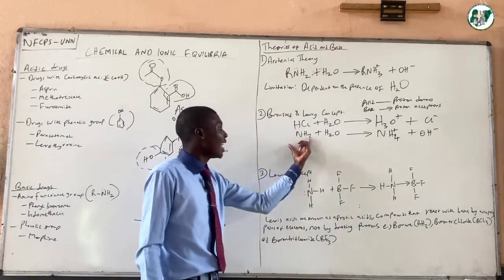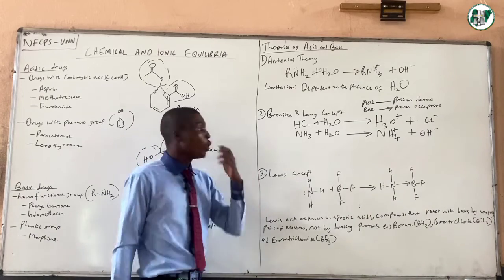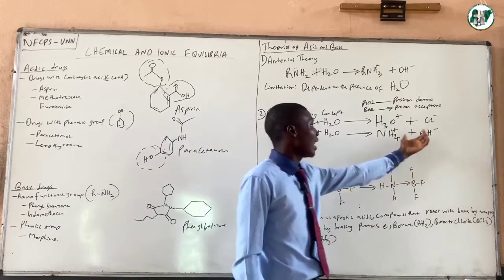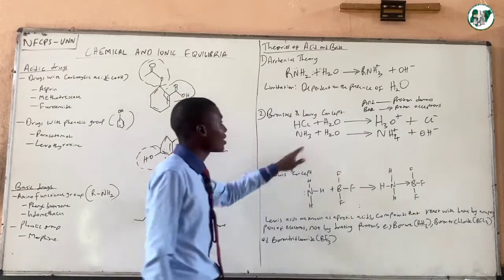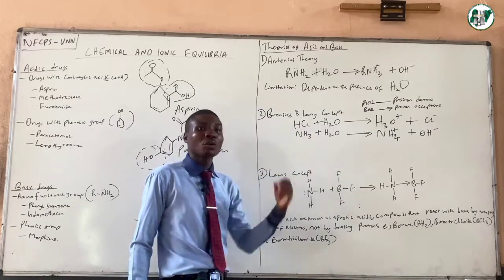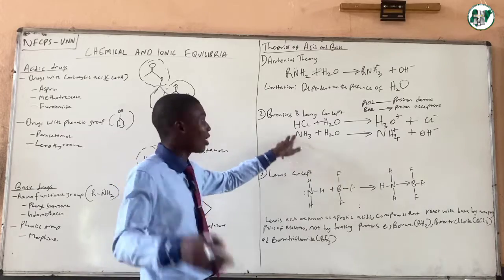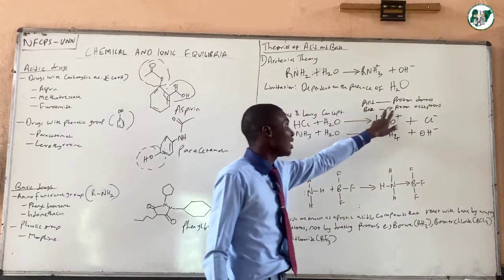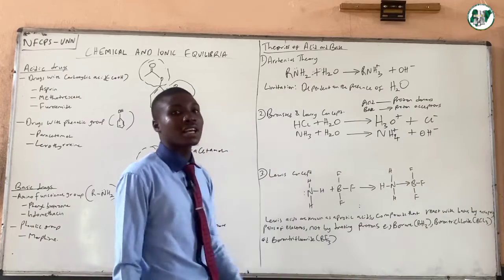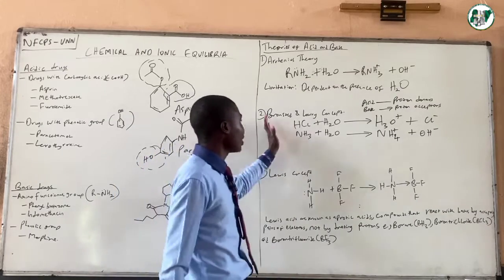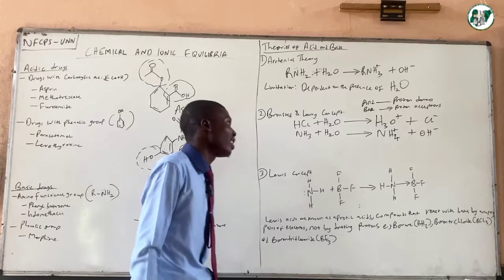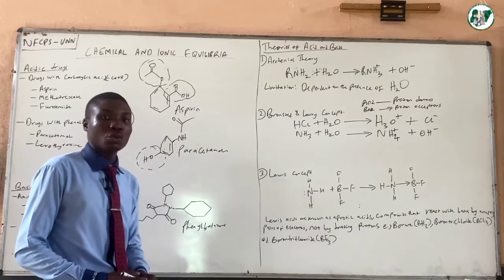So the NH3 accepts a proton from the water and it now forms ammonium ion and hydroxide ion. Because this NH3 receives a proton from the water, it is referred to as a base, because according to Bronsted and Lowry, bases are proton acceptors. And because the water is what donates the proton, in the Bronsted and Lowry concept, the water is referred to as an acid. So this is very simple stuff you have to learn.